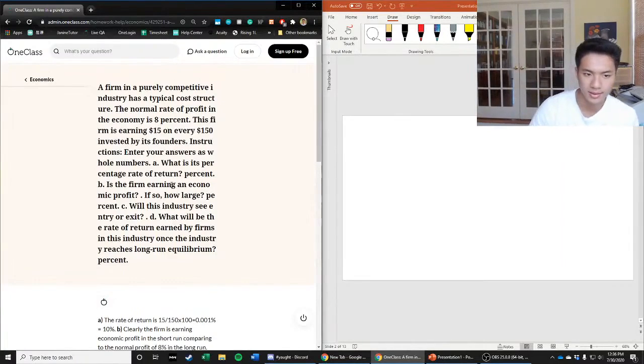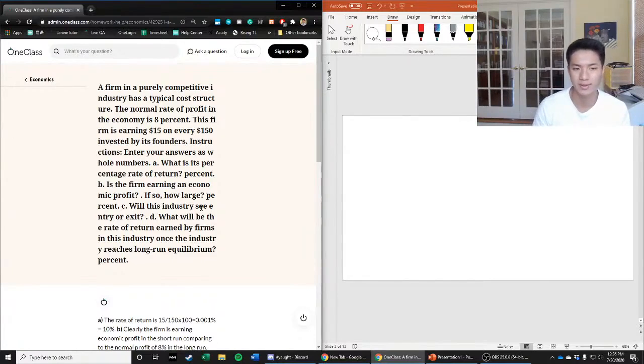Okay. C says, will this industry see entry or exit? And so what we're going to see in this industry is an entry, right? Other firms are going to look at this firm and say, hold on, every other industry is making 8%. In this industry, people are making 10%. Let's enter this industry, right? It's an opportunity to make supernormal profits. And so you'll see more and more firms entering this industry.